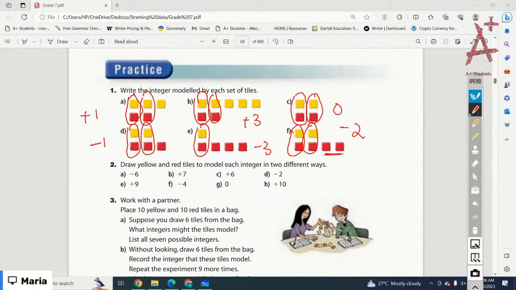Draw red and yellow tiles to model each integer in two different ways. So you have to represent each integer in two different ways using red and yellow tiles, right? The first one is negative 6. So you have to represent negative 6.